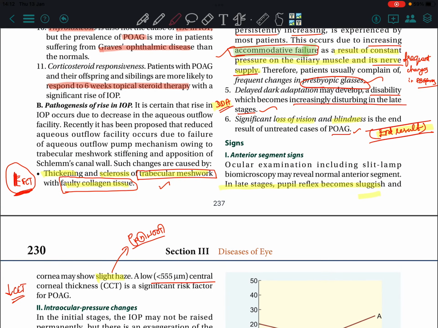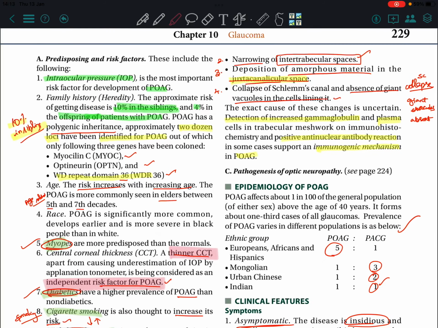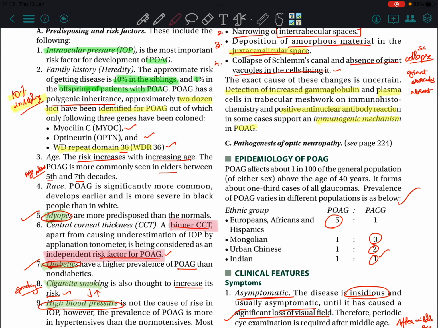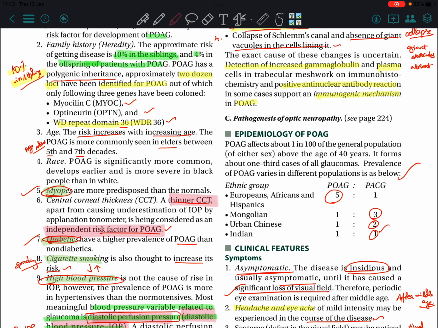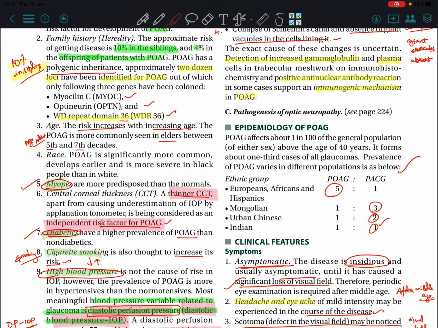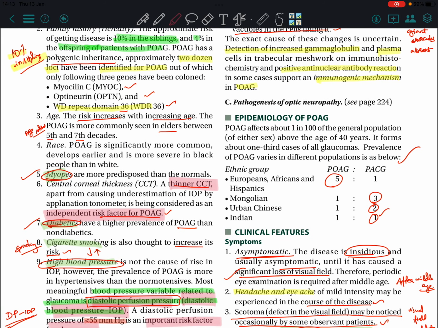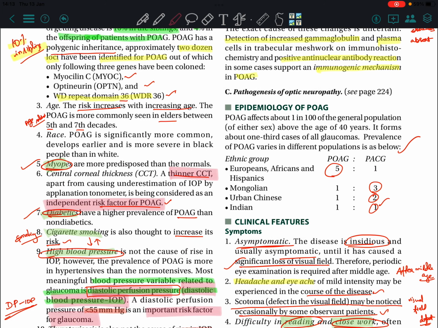Other things cause the rise in IOP. The first is thickening and sclerosis of trabecular meshwork and faulty collagen tissue. Second is narrowing of intratrabecular spaces, deposition of amorphous material in the juxtacanalicular space, collapse of Schlemm's canal and absence of giant vacuoles in the cells lining it. The exact cause of these changes is uncertain. Detection of increased gamma globulin and plasma cells in trabecular meshwork on immunohistochemistry, and positive antinuclear antibody reaction in some cases, support an immunogenic mechanism in POAG.